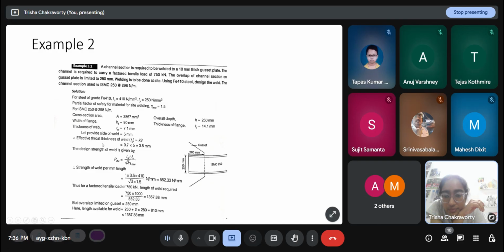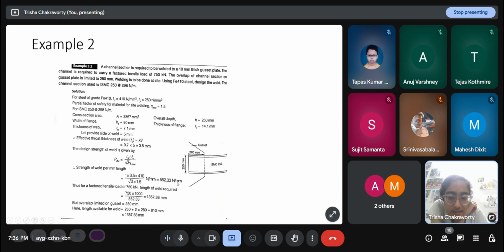So we are assuming that let us provide the size of weld to be 5. Effective throat thickness is KS times 0.725. This is given in IS 800. The design strength of weld is given by this formula: Lw t, that is, t times fu divided by root 3 gamma mw. So I'm doing the per unit length thing, so I'm putting 1 here, 1 into 3.5. This is the effective throat thickness. 410 is the ultimate stress, divided by root 3 into 1.5, so we get 552 Newton per millimeter.